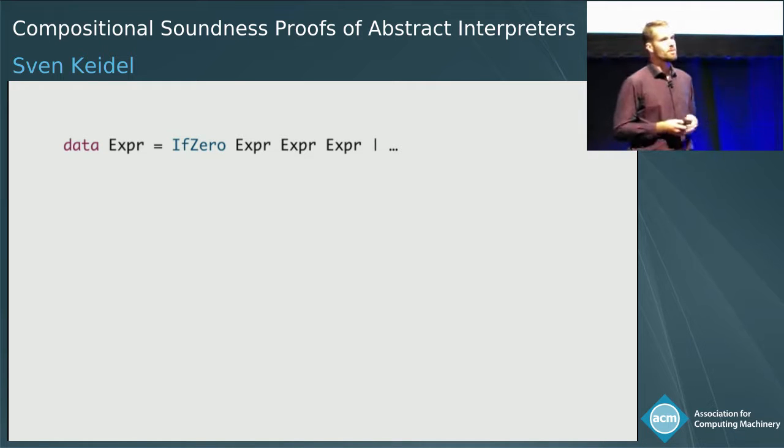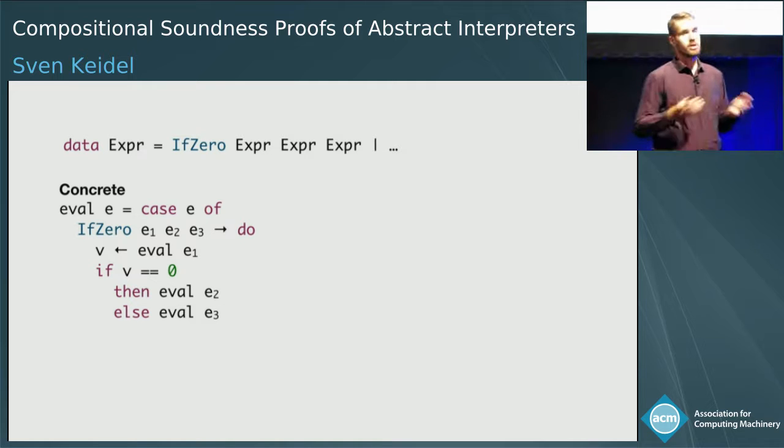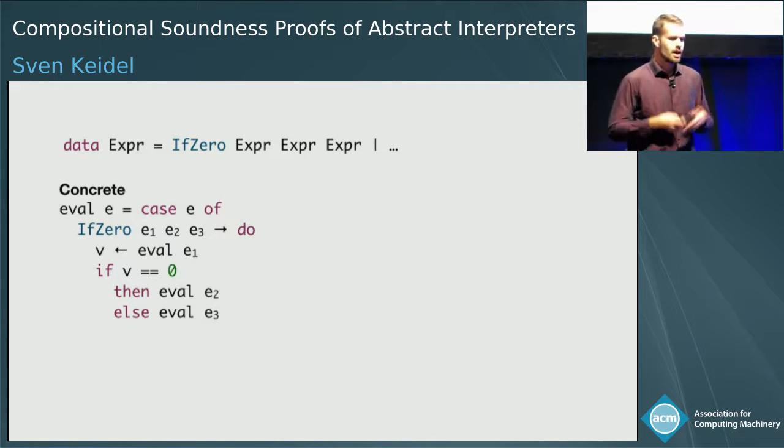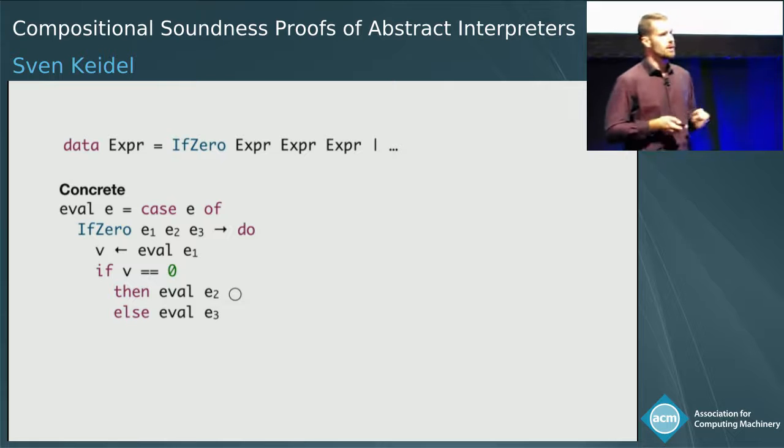So let's say we want to implement a static analysis for the language construct if0. So let's look at the concrete semantics of if0 first. if0 implements a conditional, so we first evaluate the condition e1, and based on the resulting value, if the resulting value is 0, we evaluate the first branch e2, and otherwise we evaluate the second branch e3.